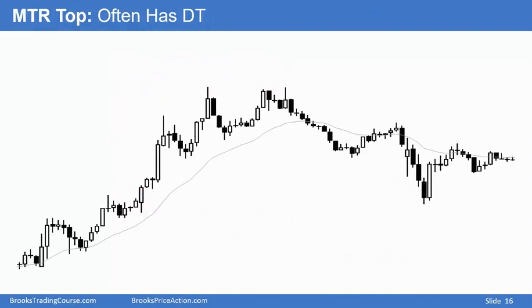Major trend reversal top, there's often a double top within it. Here's a head and shoulders top: left shoulder, head, right shoulder. Can you call this the head? It doesn't matter. You got a push up, reversal, a second push up, reversal, and then a right shoulder. Remember, every head and shoulders top is a major trend reversal. Certainly the right shoulder is a lower high major trend reversal.